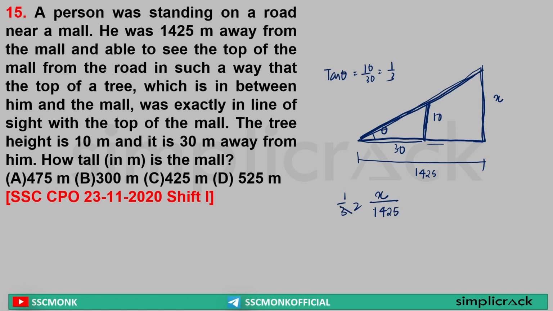3 4s are 12, 2 2 3 7s are 21, 1 5 3 5s are 15. So the value of x is equal to 475 meter. So what is the height of the tower? 475 meter. Done. Do you need any tricks for that? No. You know how to solve this question.